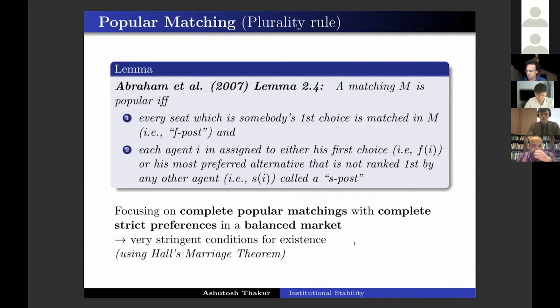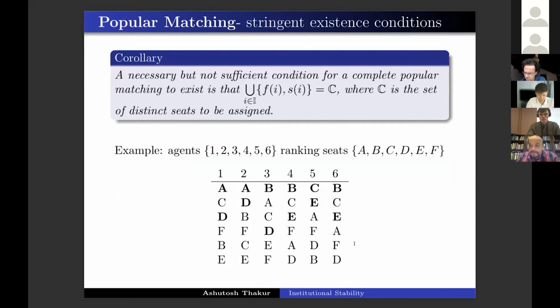So the next few points are just going to follow from this characterization using Hall's marriage theorem. Of course, a necessary but not sufficient condition for a complete popular matching to exist is that the F posts and S posts span the set of seats, right? So here's an example. The F and S posts are in bold, and you see that object F is no one's F or S post, right? So you're not going to get a complete popular matching in this scenario.